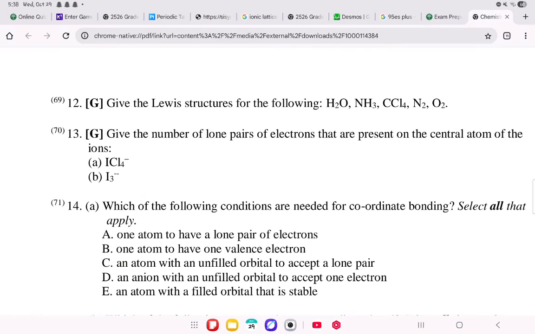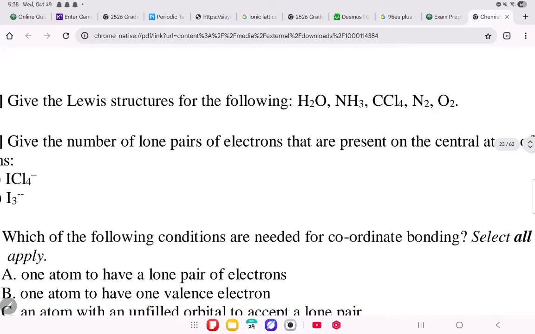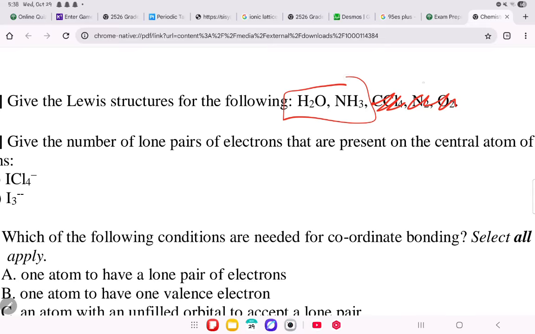Okay, so I'm gonna choose, we already did CCl4. We already did that before. And N2 and O2, we already did that. So I think I'm just gonna do H2O and NH3. H2O is what? It's oxygen being the central atom, because hydrogen can never be the central atom, okay? So it's bonded to hydrogen, right?